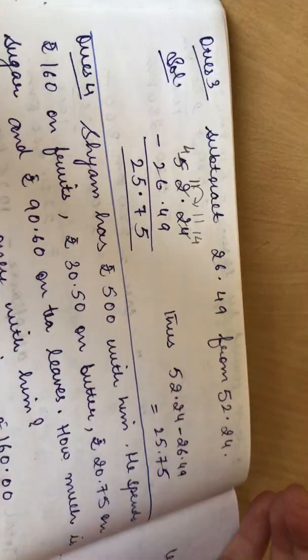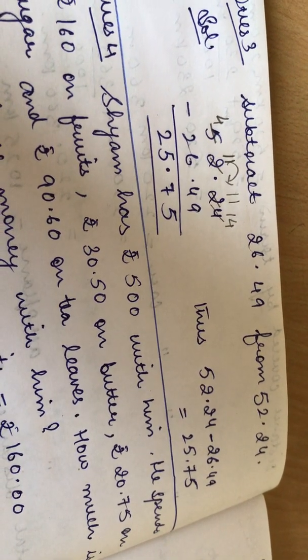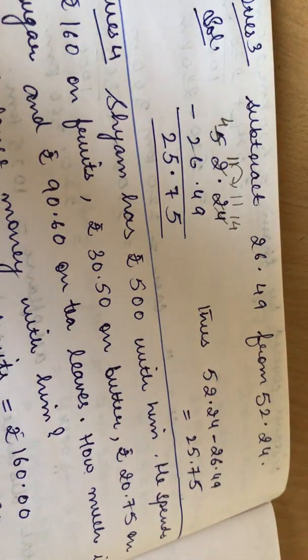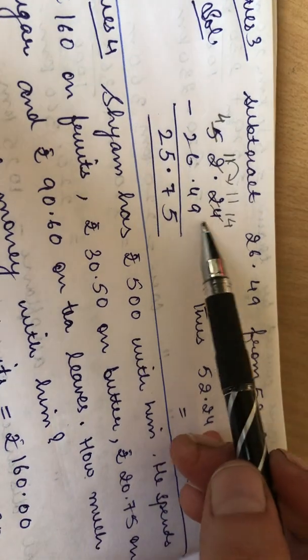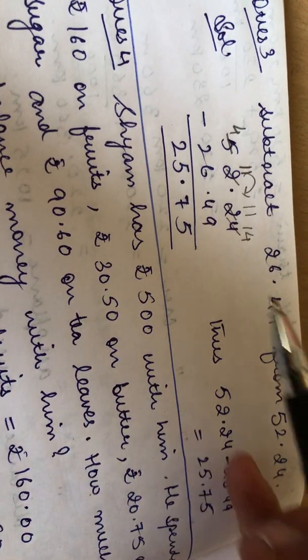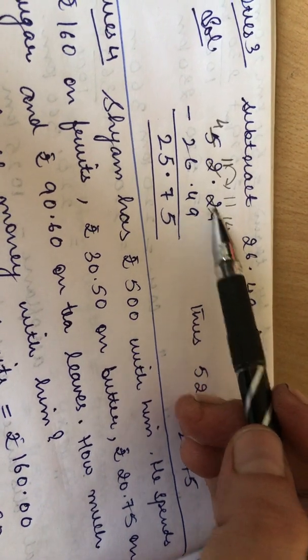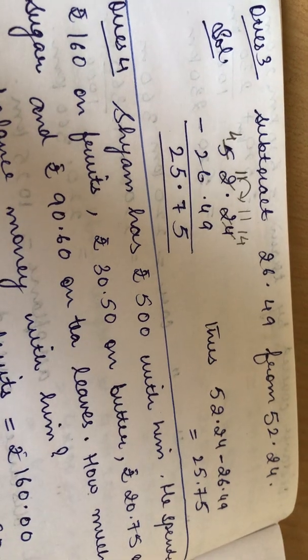Next, subtract 26.49 from 52.24. So let us do 52.24 minus 26.49. Now again 4 minus 9. It is not possible. So it will be 14. It is taking help from 2. So in place of 2, 1 is there. 14 minus 9 is 5.